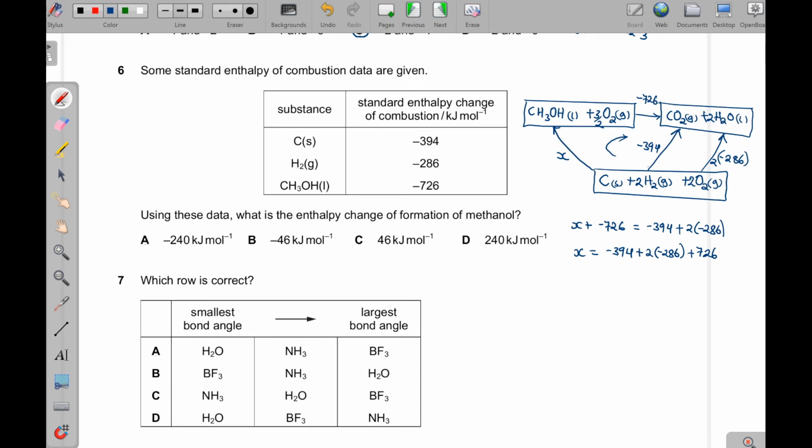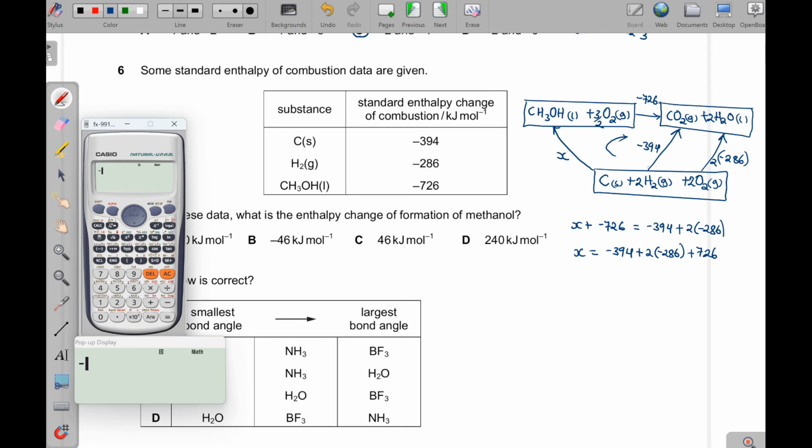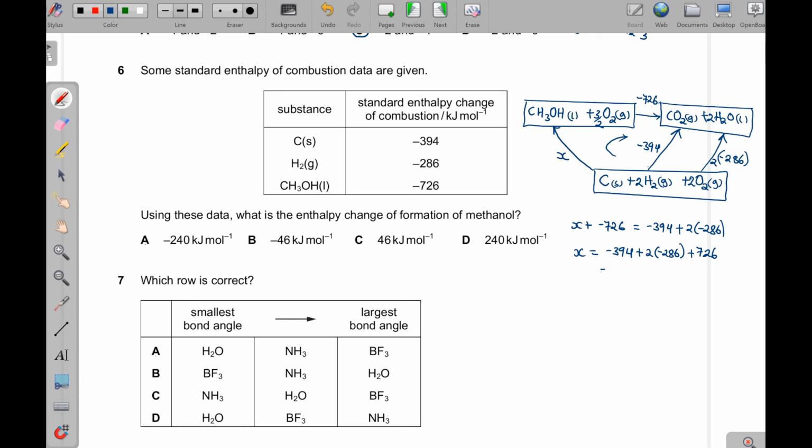Now putting this one in the calculator, what do we get? Negative 394 plus 2 into negative 286, then plus 726. We get negative 240 kilojoules per mole, and that is option A.